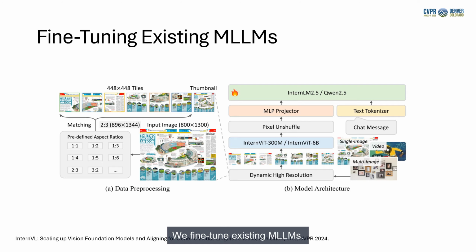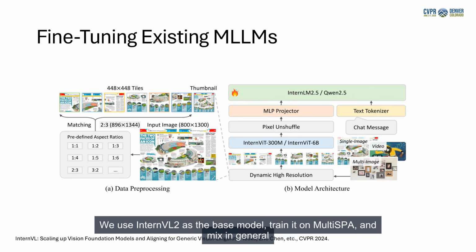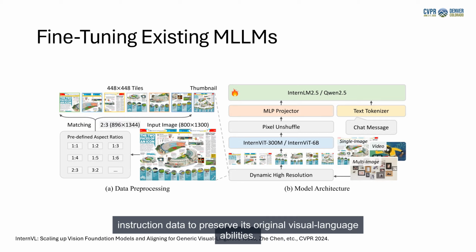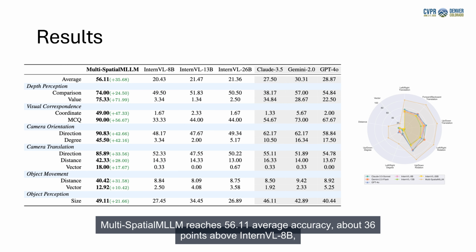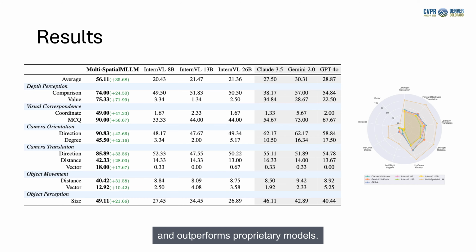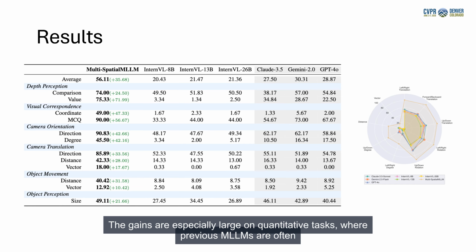We fine-tune existing MLLMs. We use InternVL2 as the base model, train it on Multi-SPA, and mix in general instruction data to preserve its original visual language abilities. The results show clear improvement. Multi-Spatial MLLM reaches 56.11 average accuracy, about 36 points above InternVL 8B, and outperforms proprietary models. The gains are especially large on quantitative tasks, where previous MLLMs are often near zero.